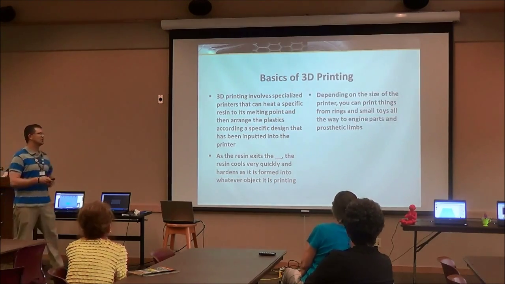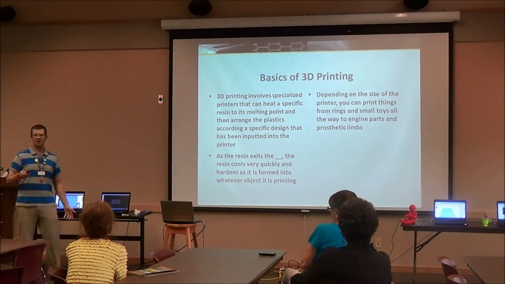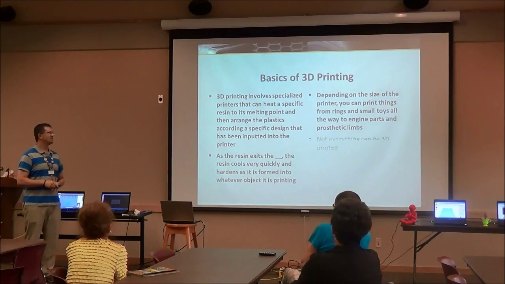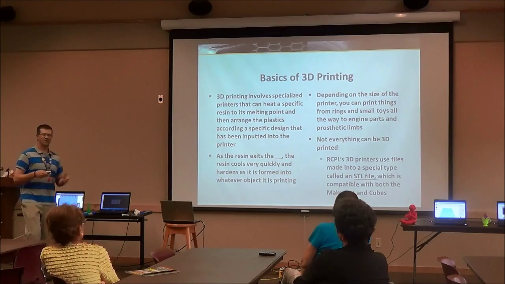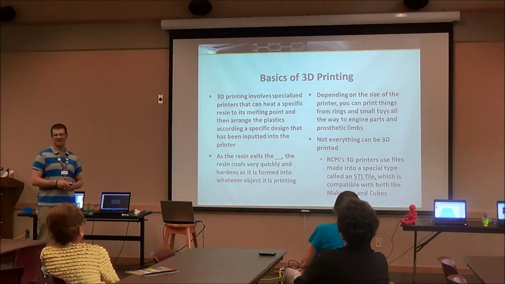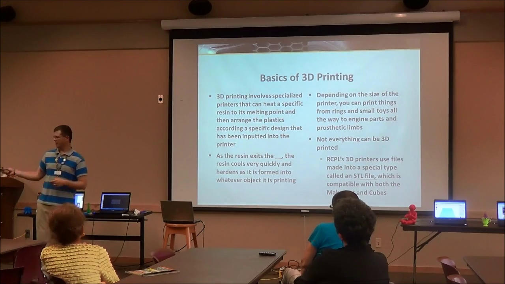Depending on the size of the printer, you can print things from rings and small toys to bigger things like engine parts and prosthetic limbs. But not everything can be 3D printed. Our printers use a specific type of file called an STL file, which is compatible with both the MakerBot and the cubes.